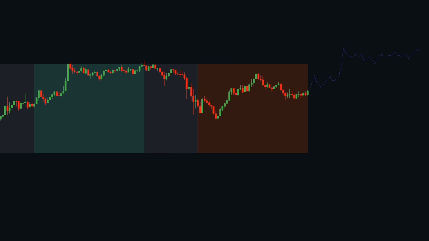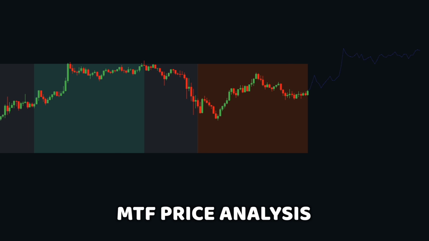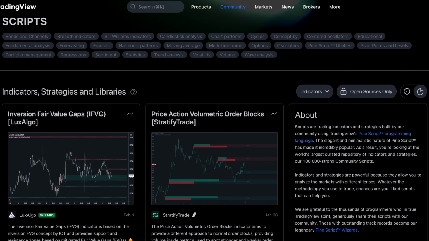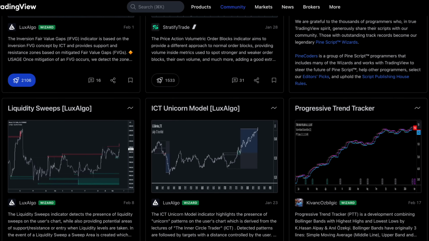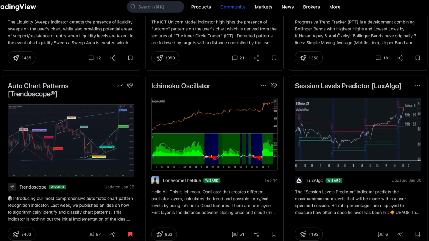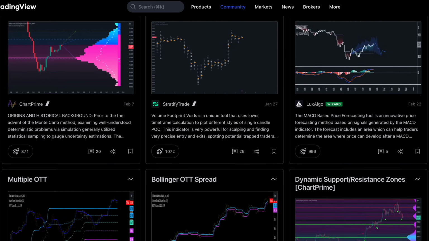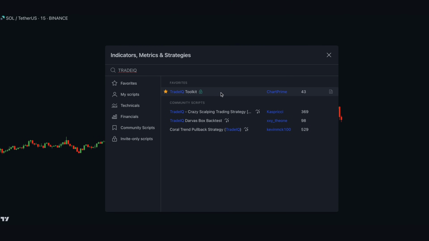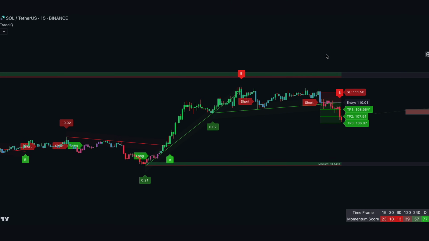This tool could work best with supply and demand channels, trend lines, and multi-time frame price analysis. Unfortunately, finding a suitable multi-time frame indicator on TradingView is almost impossible due to its complex nature. However, I know one multi-time frame indicator that will truly blow your mind. It's called the Trade IQ Toolkit. This advanced all-in-one indicator has so many useful features that no other TradingView tool can match.